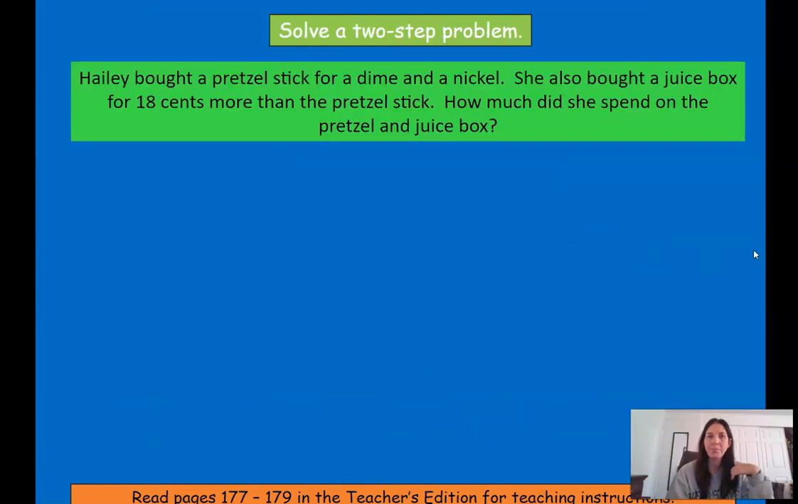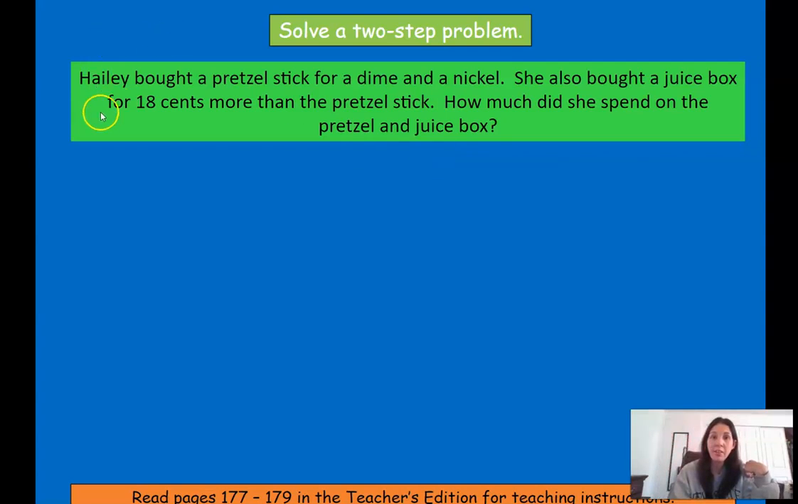Let's look at another problem. Haley bought a pretzel stick for a dime and a nickel. She also bought a juice box for 18 cents more than the pretzel stick. How much did she spend on the pretzel and juice box? So this is a 2-step problem. There's 2 parts to the problem.